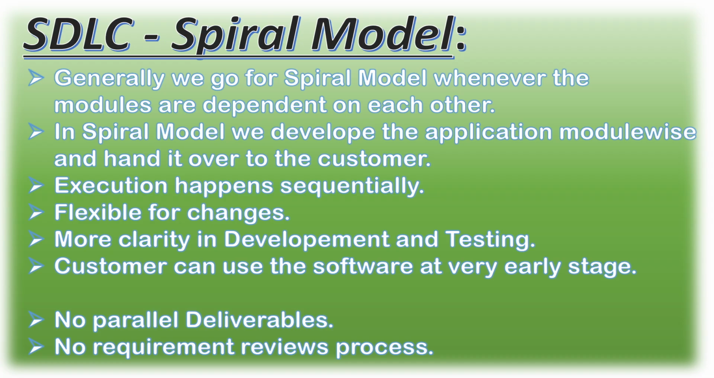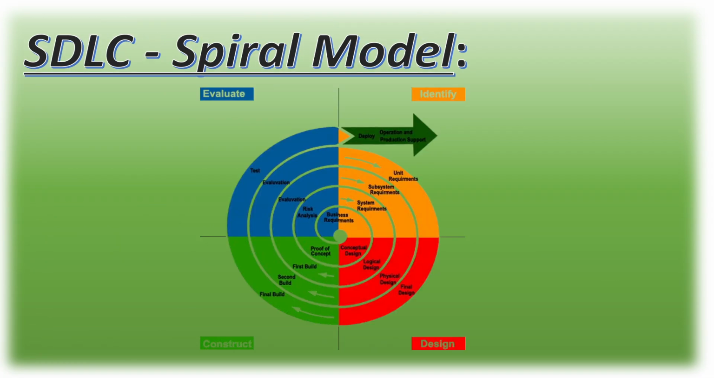Alright, so there are some points also, which you can say are positive and negative points. Execution happens in sequential order, and it can be flexible for changes, more clarity on development and testing, customer can use the software at a very early stage, and still there are some drawbacks, that is no parallel deliverables, no requirement review process. Alright, so let's see the diagram.